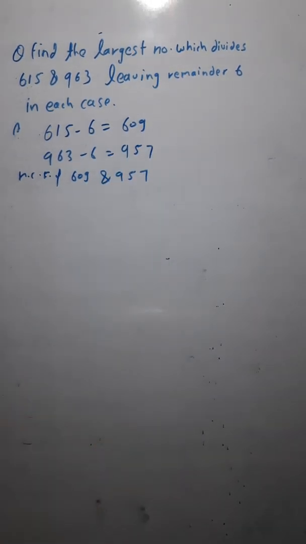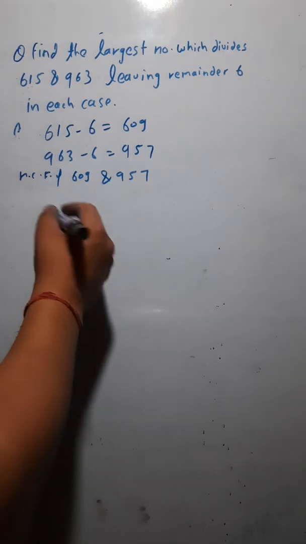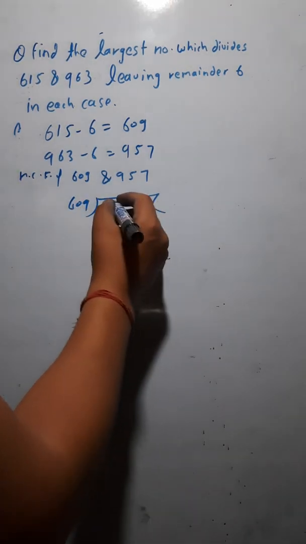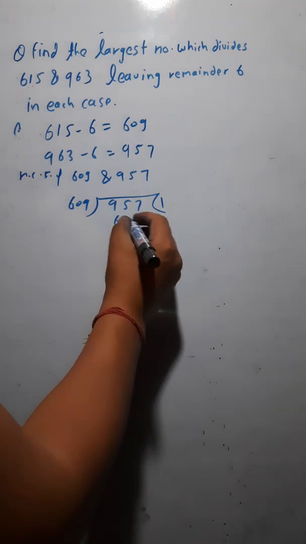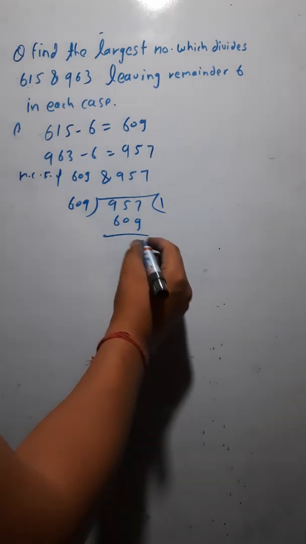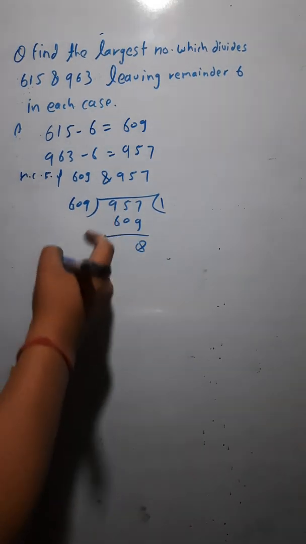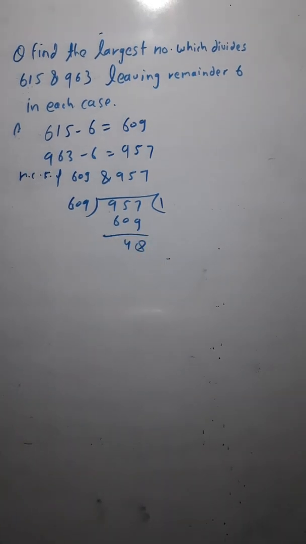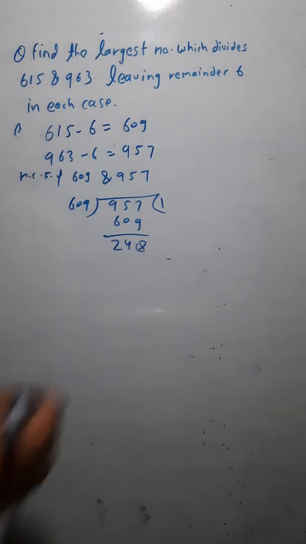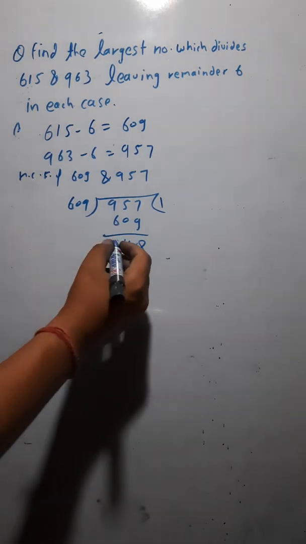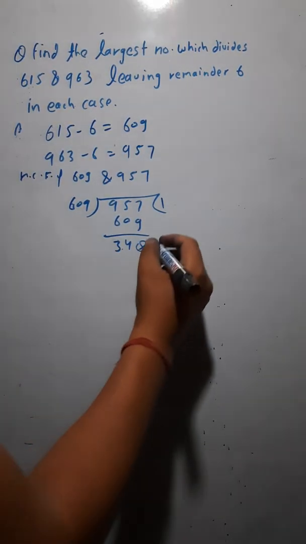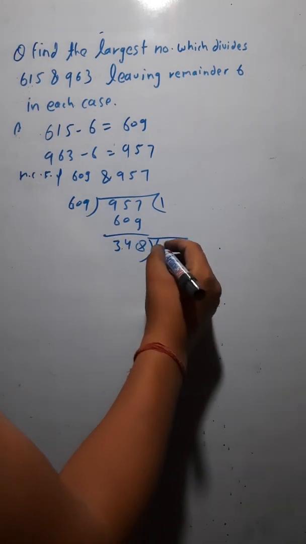You have two methods. Use the second one, that is the Euclid division algorithm. So by that you would divide 957 by 609. How many times would it go? 1 time. What is the remainder? 957 minus 609 gives 348 as the remainder. Now this would be the divisor, and 609 would be the dividend.